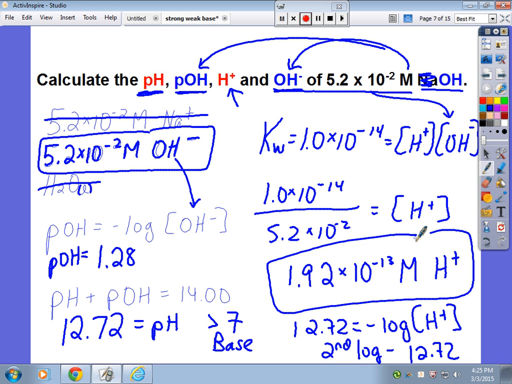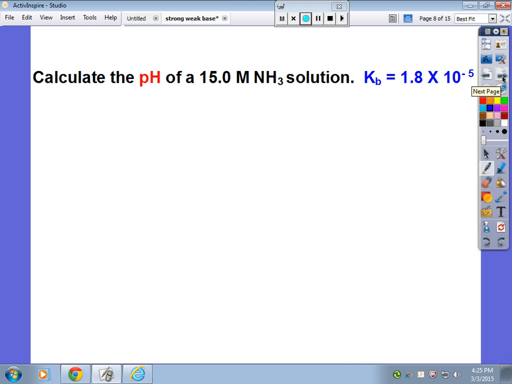Okay? Now, this is fairly easy because it's a strong base. What if you have a weak base? Well, how do you know you have a weak base? Well, here's a base. How do I know it's a base? Well, you'll know it's a base sooner or later. But they give me a Kb. That means I have a weak base. Remember we had Ka, that was a weak acid. But now I have Kb, so that means I have a weak base. Okay? Now, I need to find the pH.